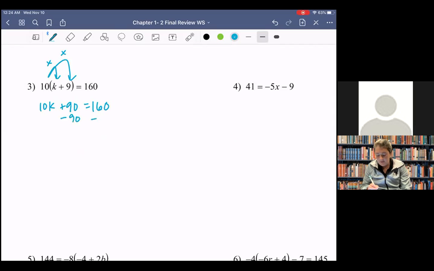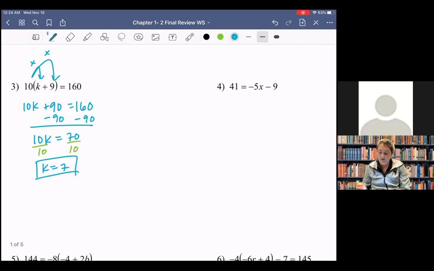and then we subtract 90 on both sides. And that leaves us this 10k equals 70. And then we divide both sides by 10. And we get k equals 70 divided by 10. How many times does 10 go into 70? That's just 7. Final answer.